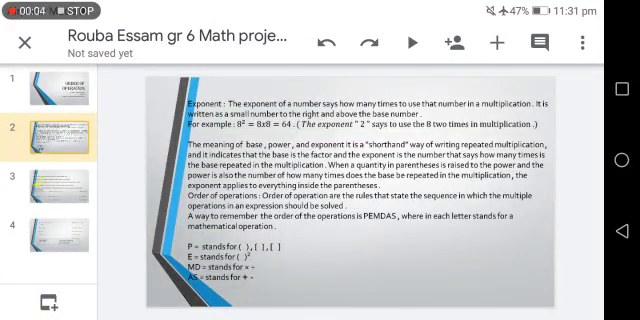The title of the math project is order of operation. First, I'm going to explain what exponent, base, and power and order of operation mean.